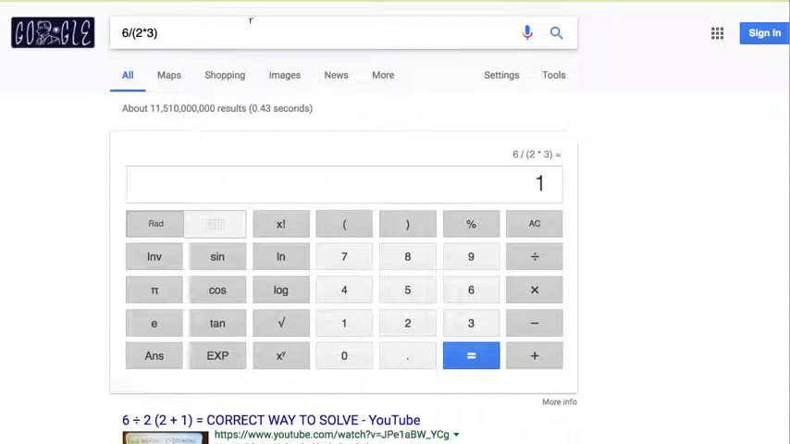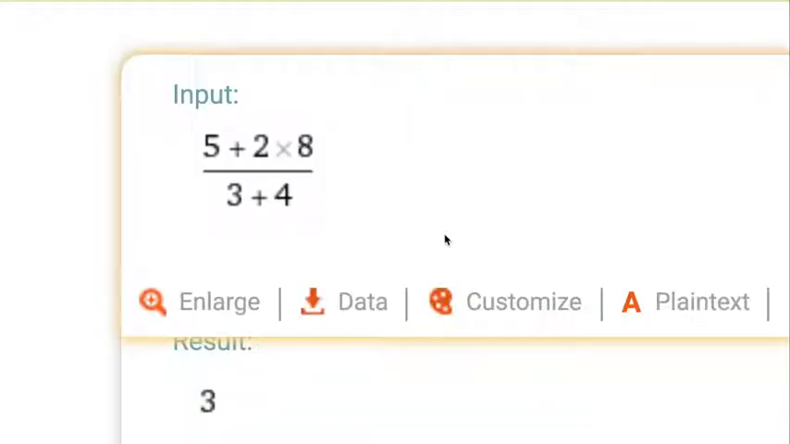So here's another example. Suppose you were to do 5 plus 2 times 8, all over 3 plus 4. Now that we understand that the fraction bar also means division, this is 5 plus 2 times 8, all divided by the quantity 3 plus 4.